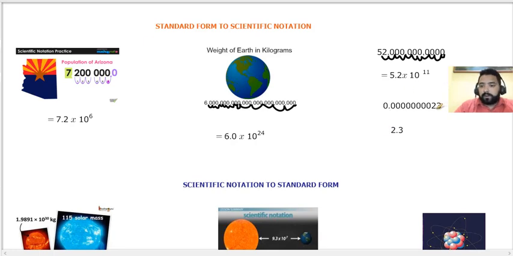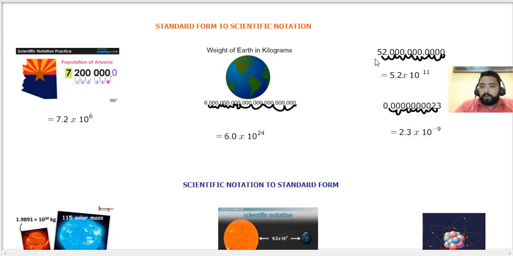So remember, here is the point. We are going to count 1, 2, 3, 4, 5, 6, 7, 8, and 9. So it's going to be 2.3 to the 9th power. But in this case, the power is going to be negative, because we move it to the left, times 10 to the negative 9 power. And this is going to be our answer.